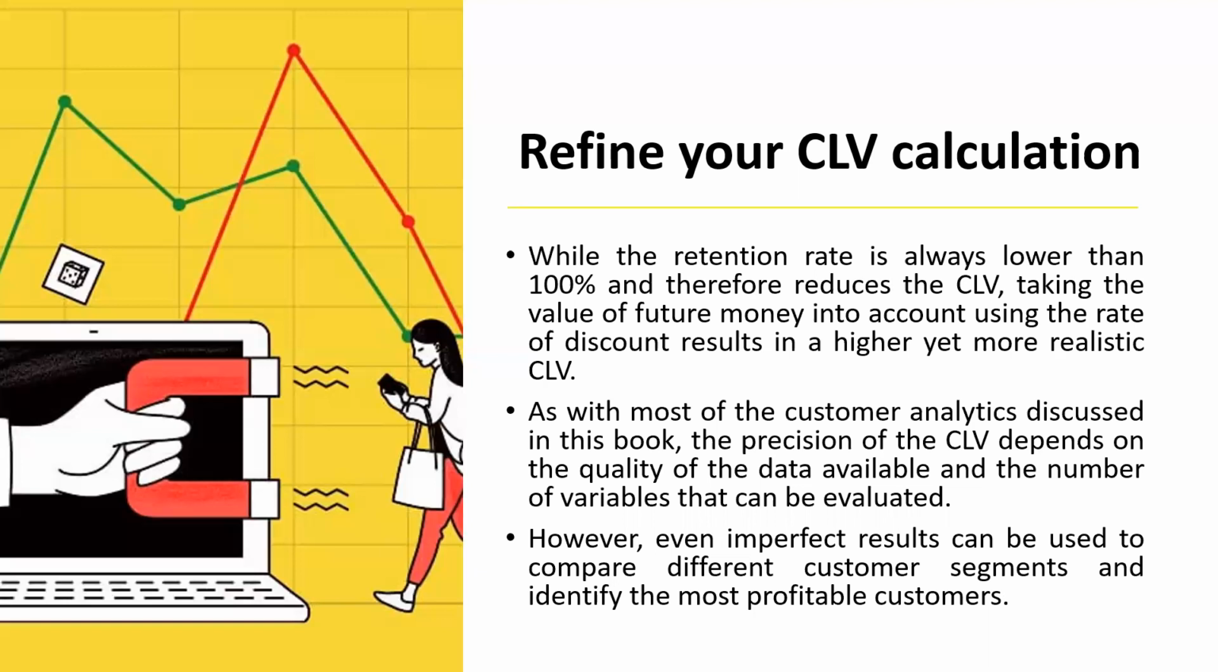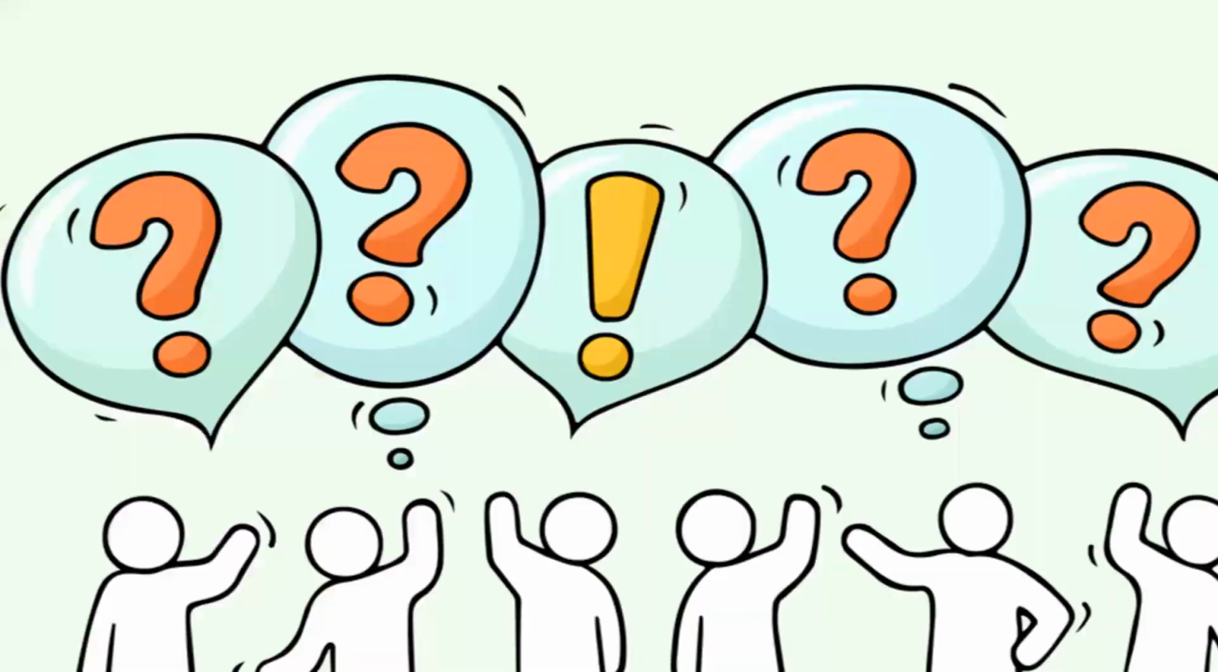See, mostly when we talk about customer analytics, the precision of the customer lifetime analytics depends on the quality of the data available and the number of variables that can be evaluated. However, even imperfect results can be used to compare different segments and identify the most profitable customers. Okay. So that's something you should be aware of. So this is how you calculate customer lifetime value.